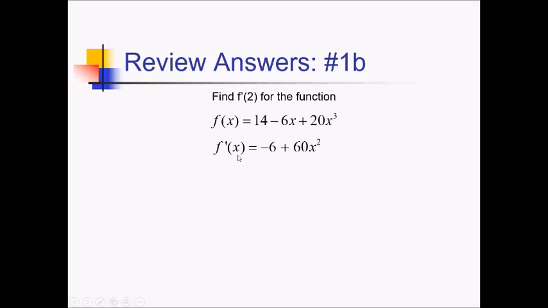And now I have to plug 2 into this. F prime of 2 is just going to be negative 6 plus 60 times 2 squared. 60 times 2 squared is 240. Minus 6 gives us 234.